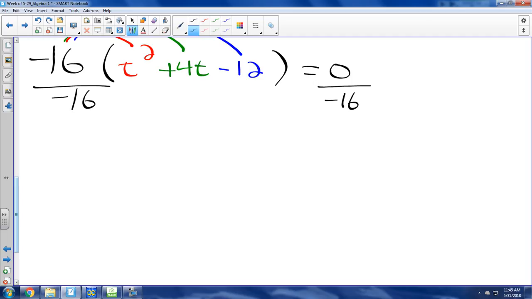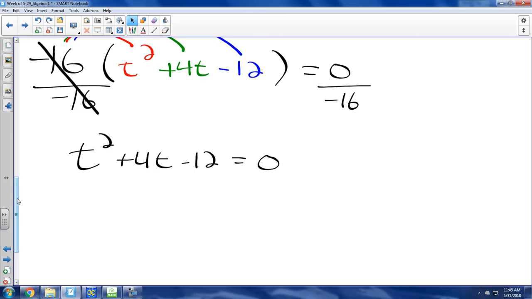Yes? So when we divide by negative 16 on both sides, we have t squared plus 4t minus 12 is equal to 0. 0 divided by negative 16 is 0, and we have a much more attractive problem here, right? It looks good. And less stressful also, right? Okay, so now we just need to solve that. What do we do next? Yes?